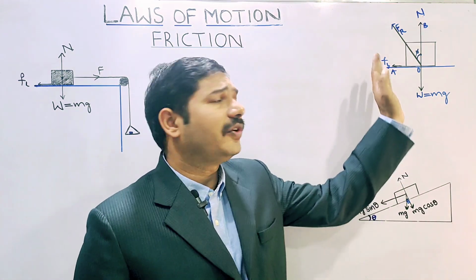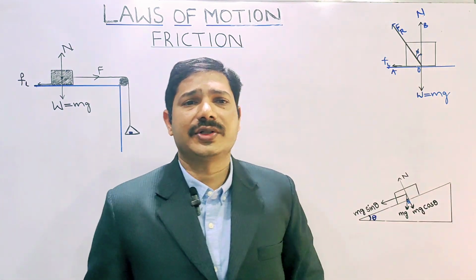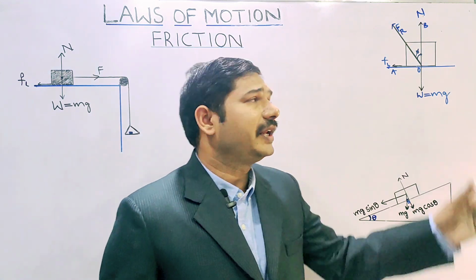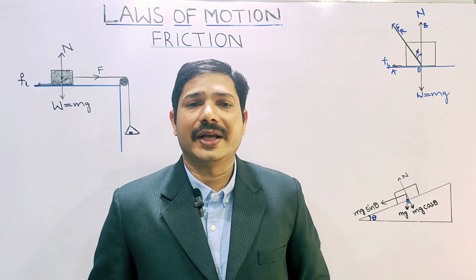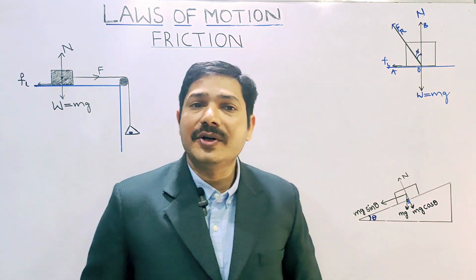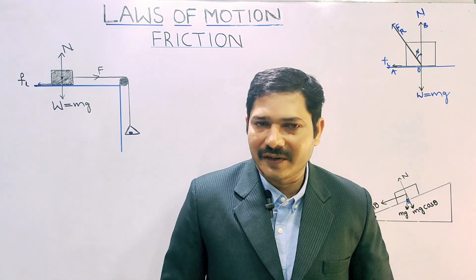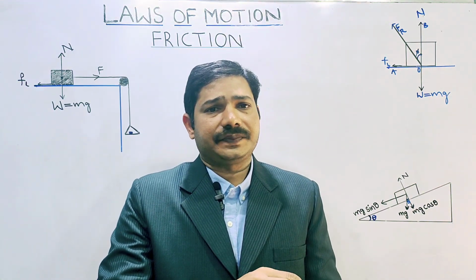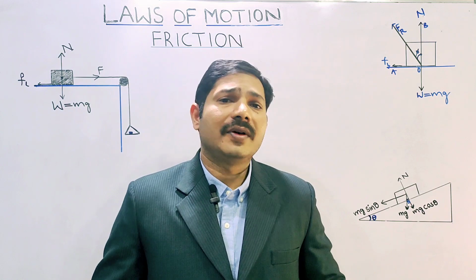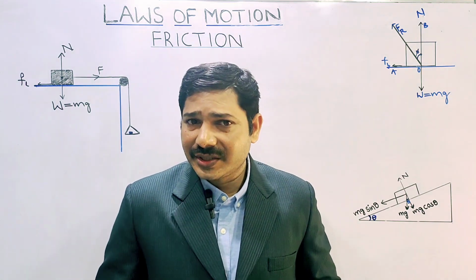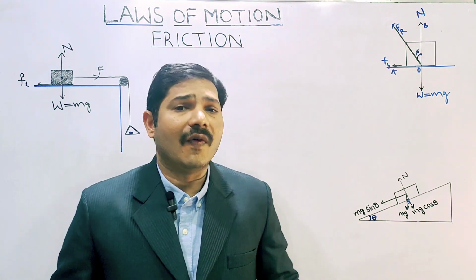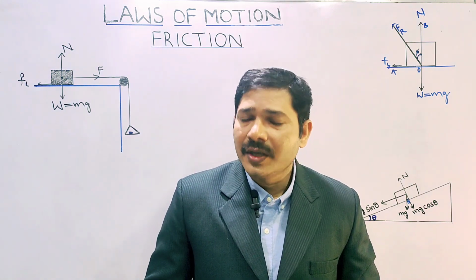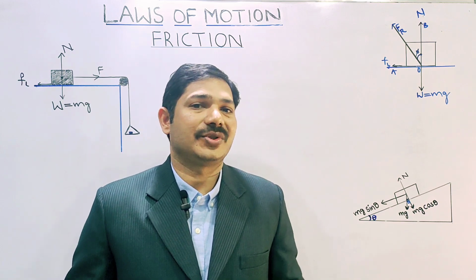If you apply a little bit of force, what happens? The body may not move, which means some opposing force is acting against it. That opposing force is called frictional force. For example, if a body is in uniform motion, after some time it comes to rest. What is the reason? Some opposing force is acting on that body, so that is why it comes to rest.